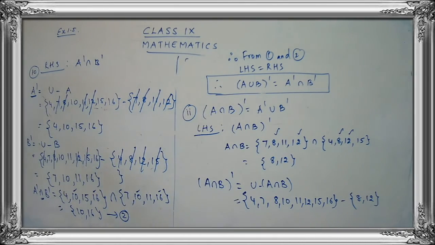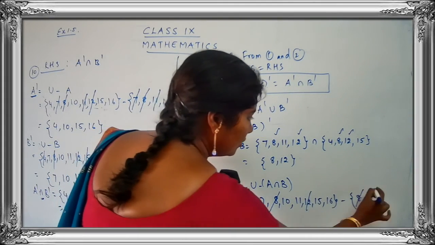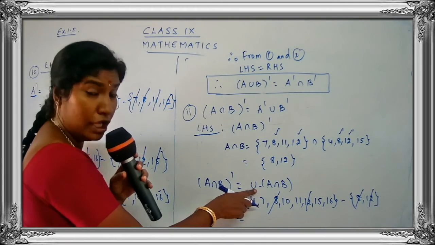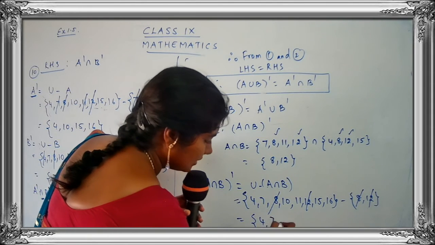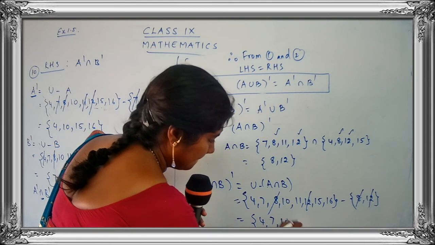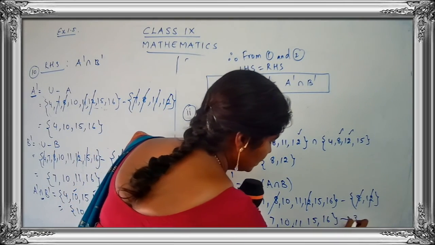For minus, what is the procedure we have to follow? You have to cancel the common members. What are the common members here? 8 and 12 are common. So I'll cancel 8, 8, 12, 12. I just want U, I don't want A intersection B. So write down the members left out: 4, 7, 10, 11, 15, 16. Put this as number 3.